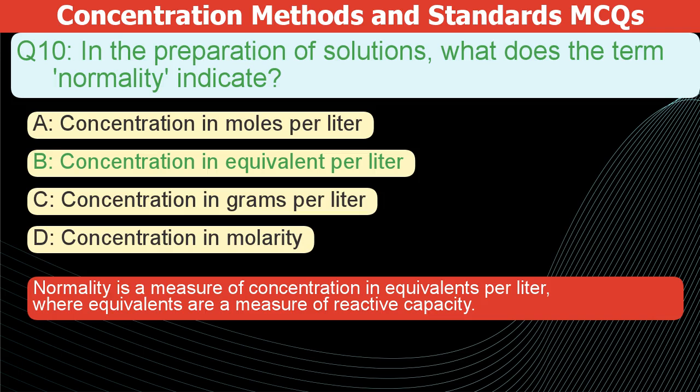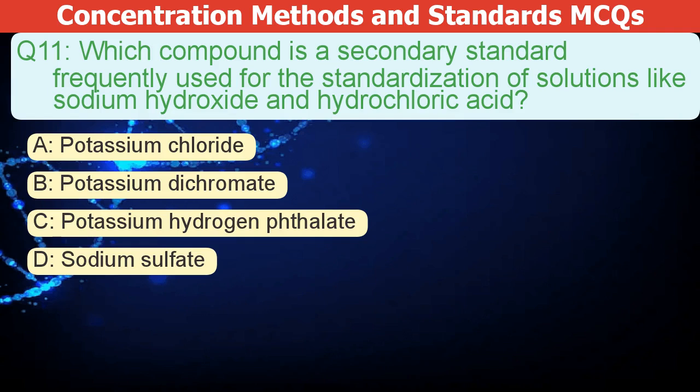Normality is a measure of concentration in equivalents, where equivalents are a measure of reactive capacity. Which compound is a secondary standard frequently used for the standardization of solutions like sodium hydroxide and hydrochloric acid? A. Potassium chloride. B. Potassium dichromate. C. Potassium hydrogen phthalate. D. Sodium sulfate.